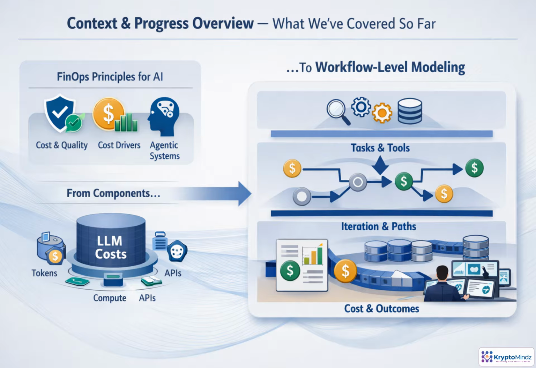Previously, we connected FinOps principles to the cost behavior that makes Agentic AI different: autonomy, iteration, tools, quality checks, and variable paths. Now we'll move from isolated drivers, like tokens or API calls, to a repeatable way to estimate cost per workflow, task, and business outcome.